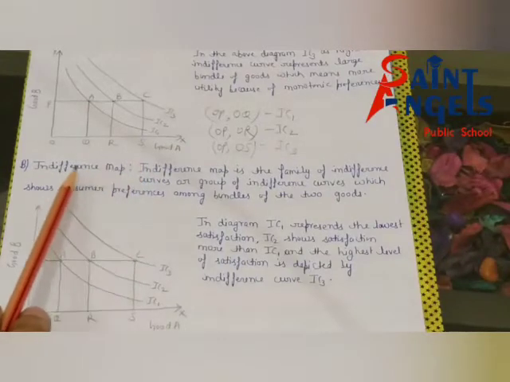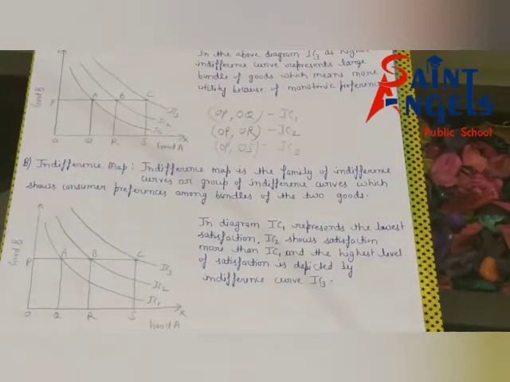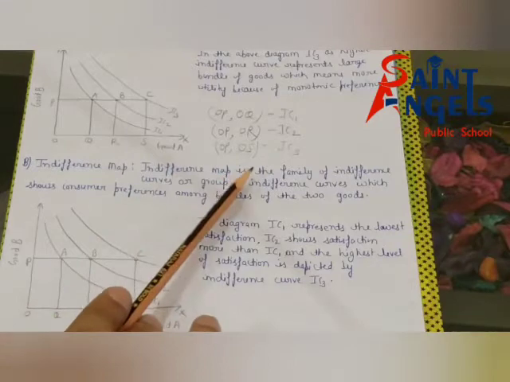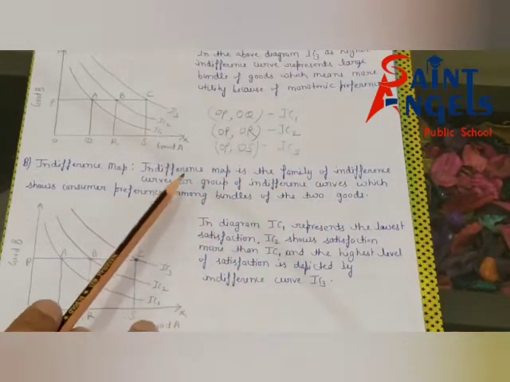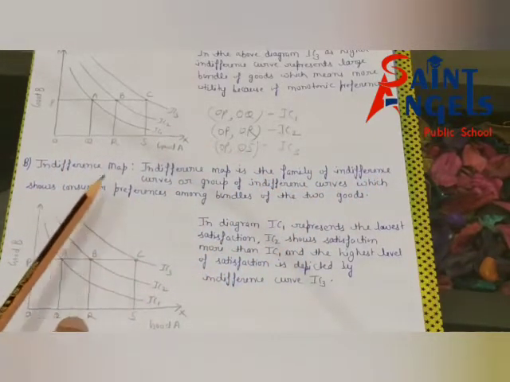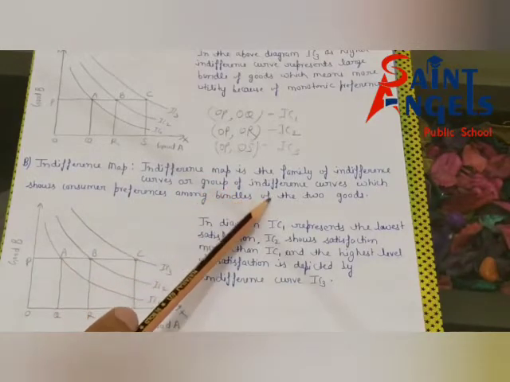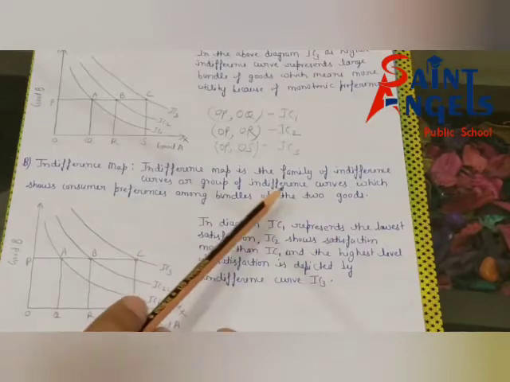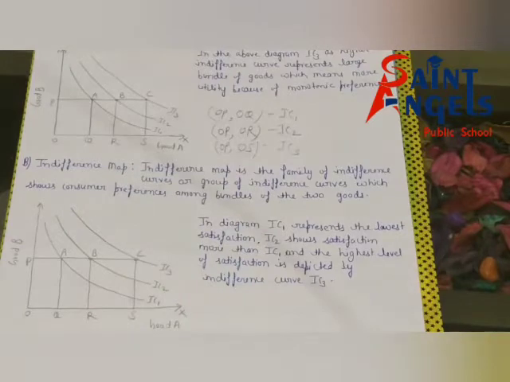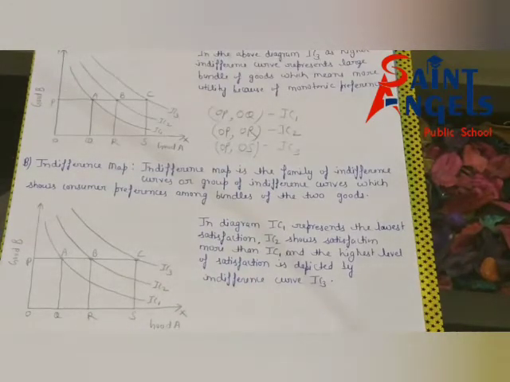See after this, indifference map. Indifference map is the family of indifference curves, or group of indifference curves, which shows consumer preferences among bundles of the two goods.